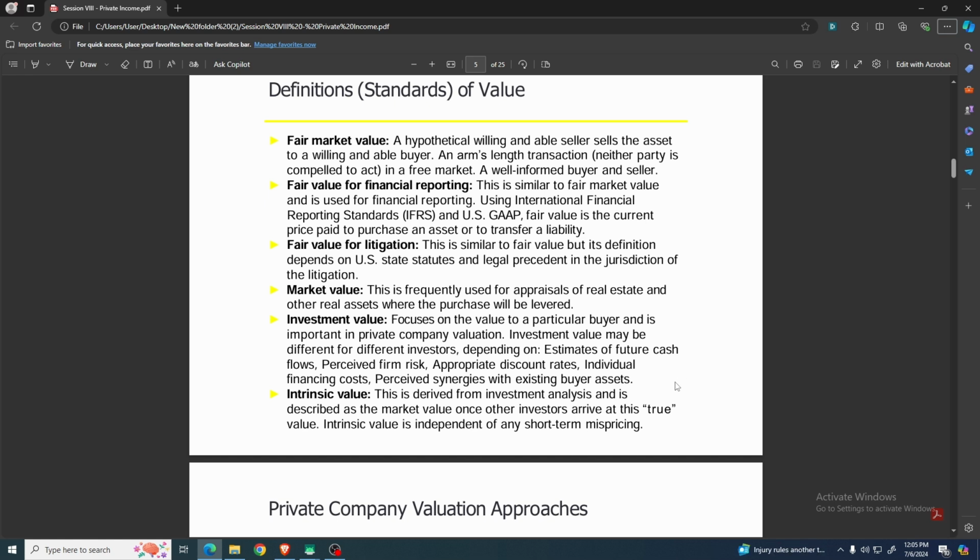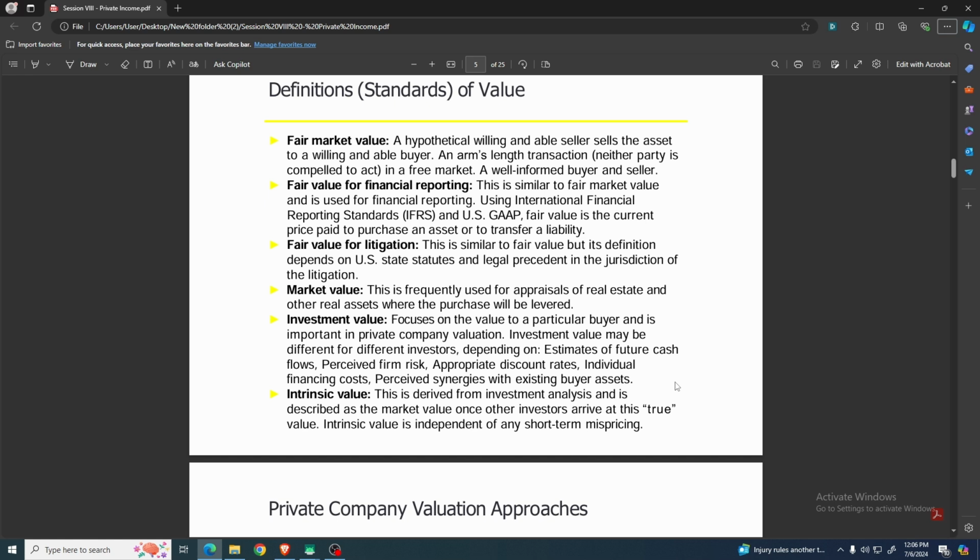Then we have the fair value for financial reporting. First, we had the fair market value. Now we have the fair value for financial reporting. So, fair value for financial reporting purposes is similar to fair market value, but is specifically defined under accounting standards such as IFRS and US GAAP. It represents the current price at which an asset can be bought or a liability can be settled. So this is used in preparing financial statements and for purposes such as impairments, purchase price allocations, and fair value measurements. So for example, when a company acquires another company, the acquired assets and liabilities are recorded at their fair value as per financial reporting standards.